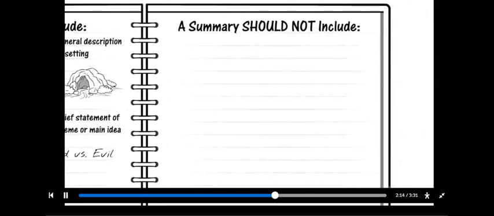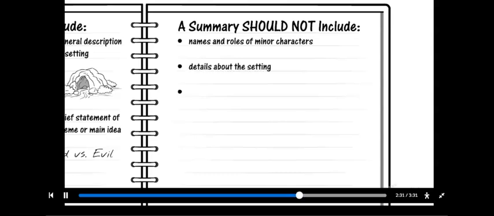It's important not to get too detailed when writing a summary. Remember, it's a condensed retelling in your own words. So when writing a summary, you should avoid including these things. Don't include the names and roles of minor characters. Don't include many details about the setting. Avoid details about how the characters face and solve the conflict.